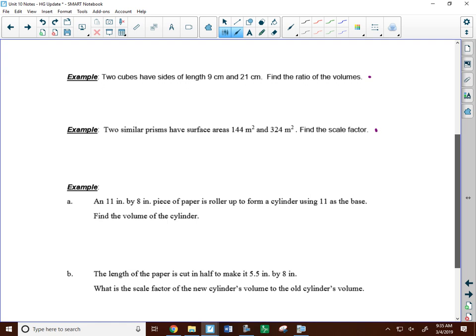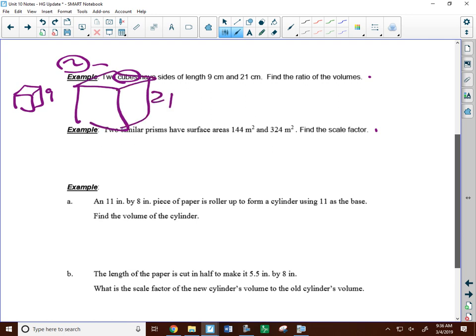All right, so this one says 2 cubes have sides of 9 and 21. Now, they didn't say they're similar. This is where we say, oh, any 2 cubes are similar. That's one of the shapes that are always similar. So they're similar. 2 cubes have side lengths of 9 and 21. I don't have to draw a picture. I'm just showing you 9 and 21. Find the ratio of the volumes.